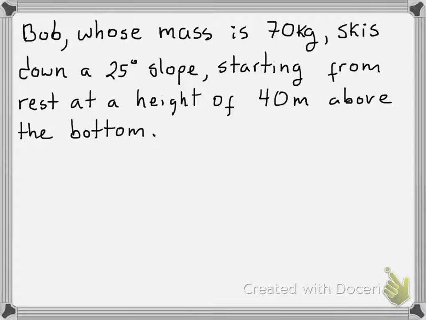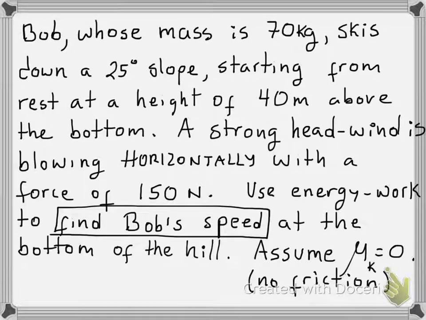He's going to start from rest at a height of 40 meters above the bottom, and we also have a strong wind that is blowing horizontally with a force of 150 newtons. So the idea is to use energy work to find Bob's speed at the bottom of the hill. In this problem, just to make things a little easier, we're going to assume that there is no friction. So the coefficient mu sub k is going to be equal to 0.